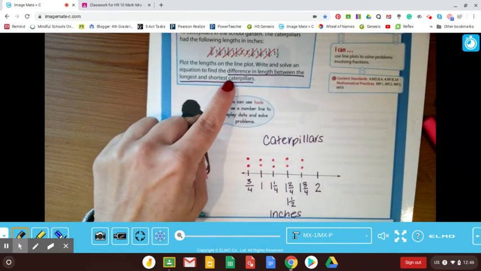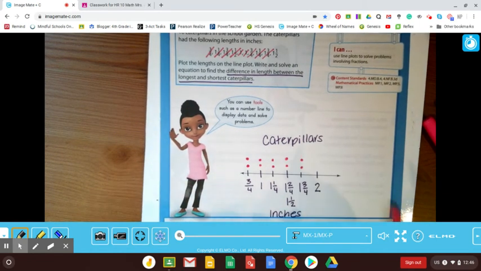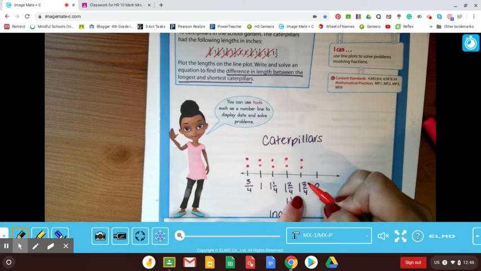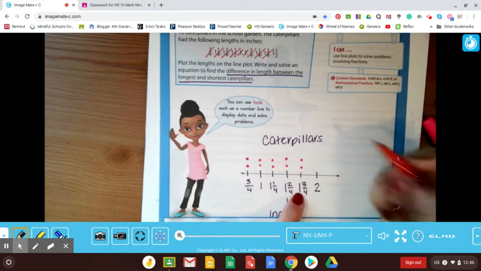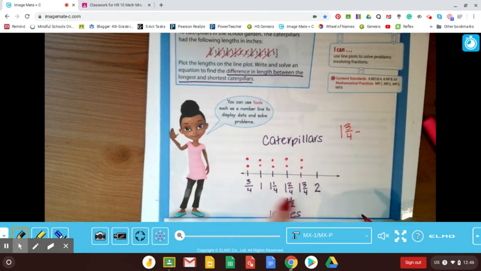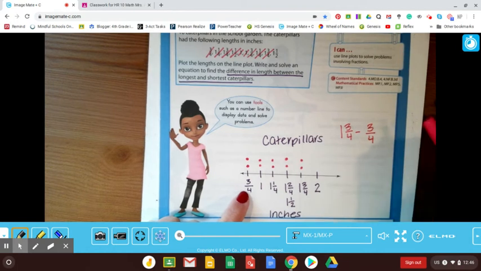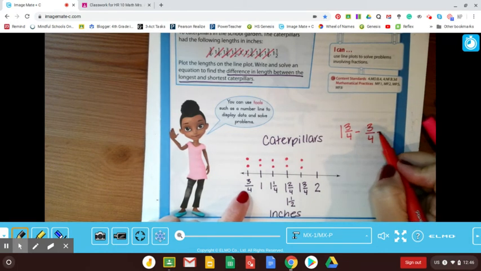The question said, what is the difference in length between the longest and shortest caterpillars? So the longest caterpillar was right here, one of these guys. So it was 1 3/4. And the shortest caterpillar was 3/4. And finding the difference means to subtract.